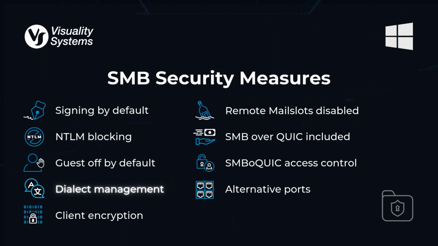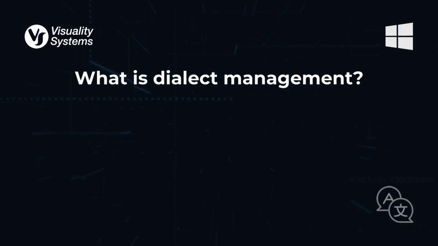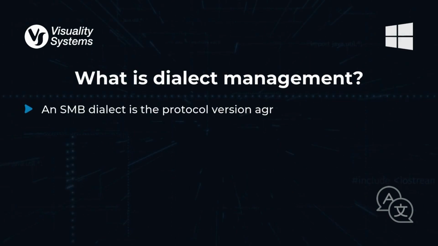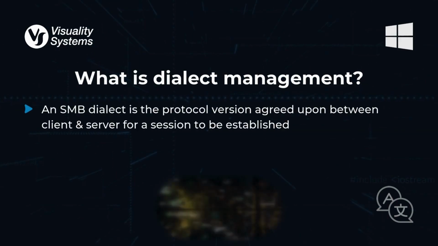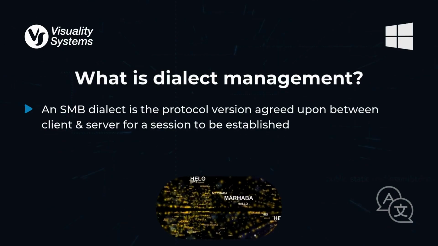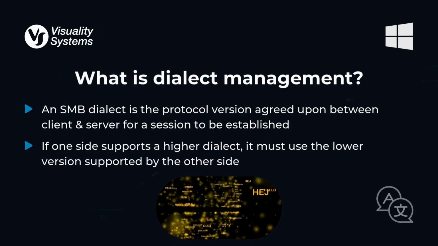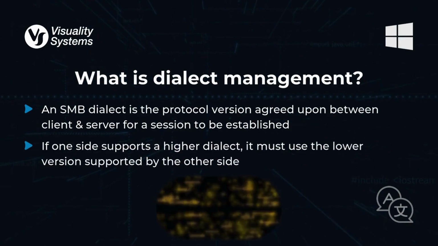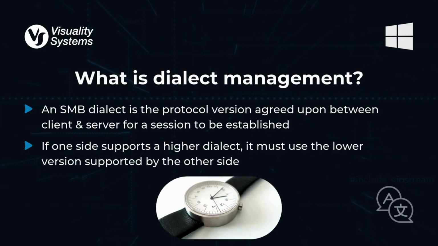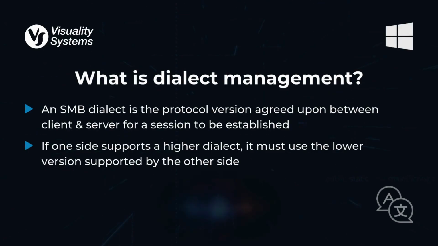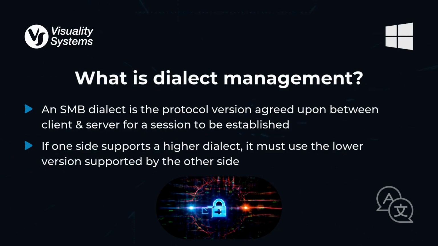Dialect management in SMB is all about managing the protocol version, or dialect, that the client and server use to communicate. When a session is established, the SMB client and server negotiate to agree on a common dialect. If one side supports a higher dialect, it must adjust to the lower version supported by the other. This ensures backward compatibility, but also means that dialect management plays a crucial role in security and functionality.